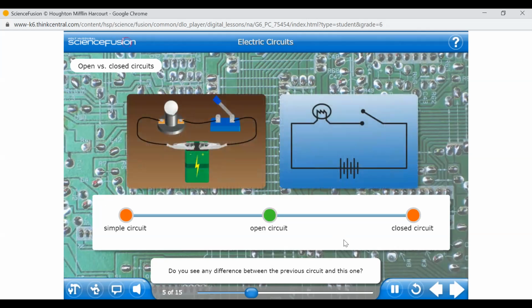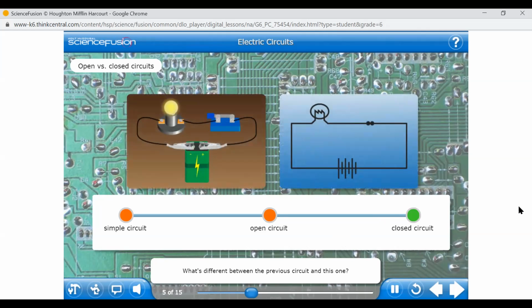Do you see any difference between the previous circuit and this one? In this one, the light bulb is not lit, and there's now a switch in the circuit. Notice also the symbol for the open switch in the circuit diagram. An open switch is a break in the continuity of the circuit. Because the switch is open, there now is no current in the circuit. This is an example of an open circuit.